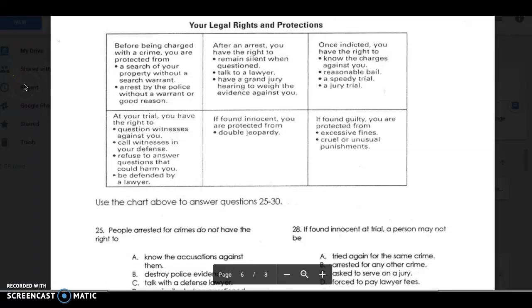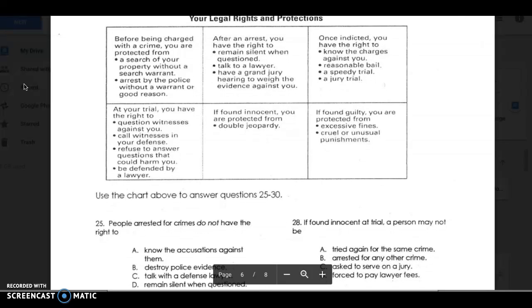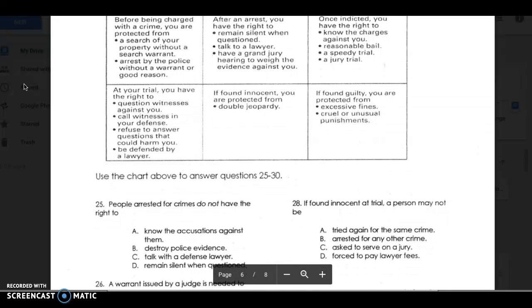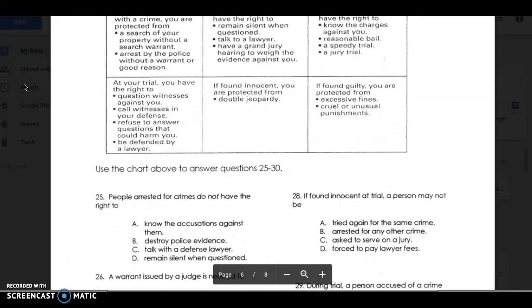Social Studies, Grade 8, November-December Benchmark Test, Part 2. Use the chart above to answer questions 25 through 30. Number 25.